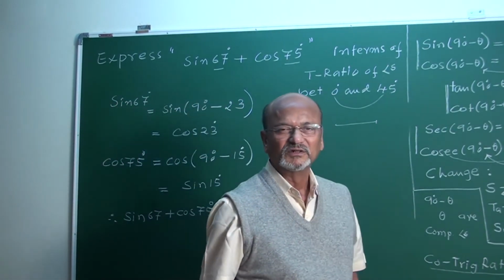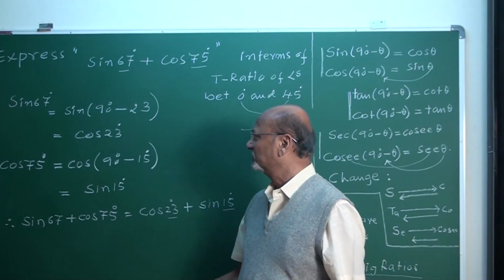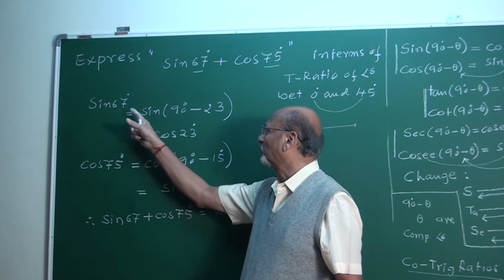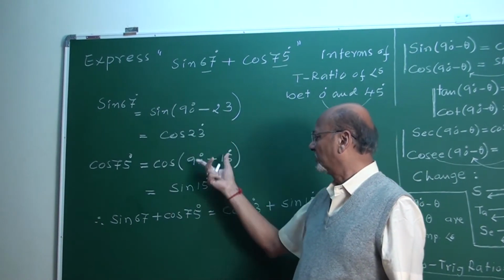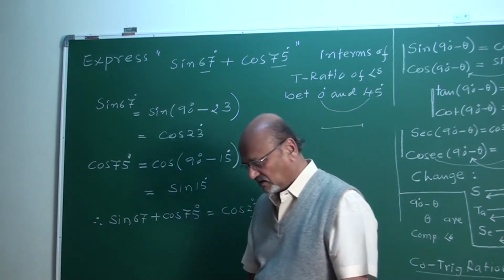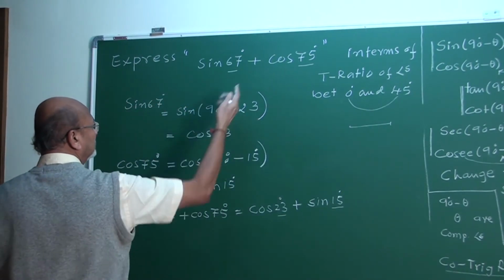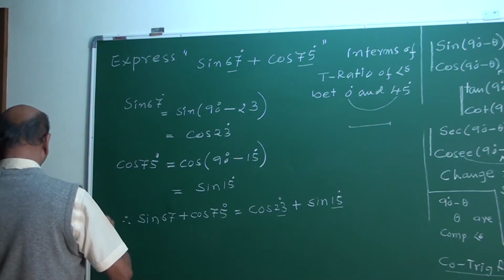Once again, sine to cos, cos to sine. If it is sine and you want it to change to cos, you have to replace your angle by 90 minus this angle. Directly. I do one more, not taking individual steps, directly there itself.